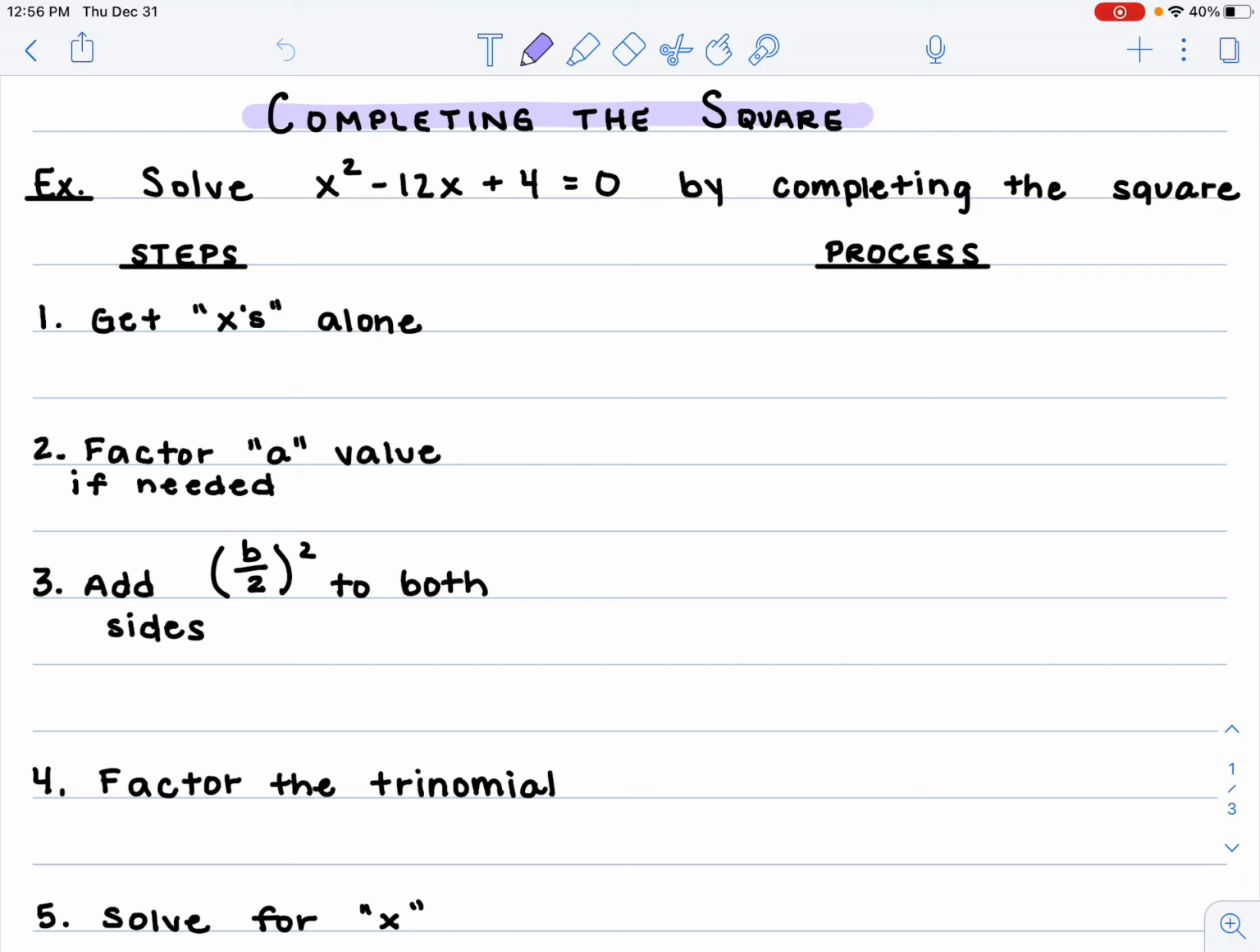Now, if you look at this problem here, there are no two numbers that multiply to 4 and add to negative 12. So we cannot factor here. We can't solve algebraically because there's an x squared and an x value. All right, so with both of those failing, we're going to use the completing the square process.